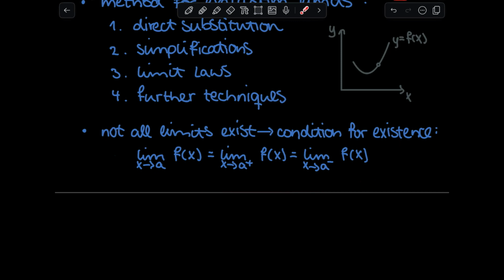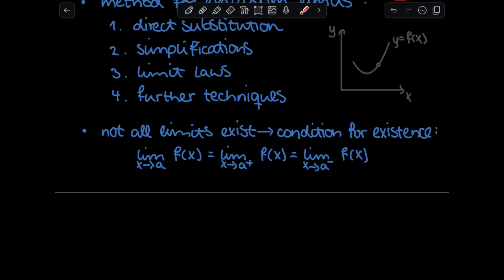So the limit as x tends to a of f of x exists only if it is equal to the limit as x tends to a plus of f of x, and that is also equal to the limit as x tends to a minus of f of x.